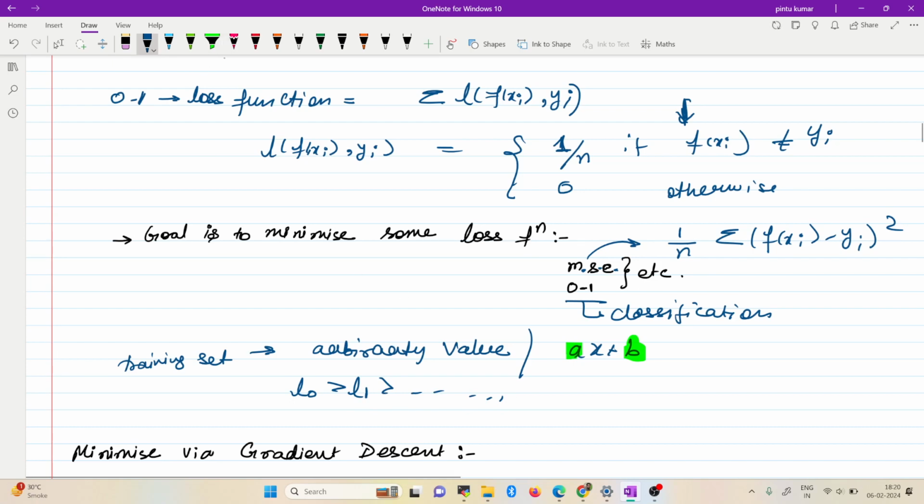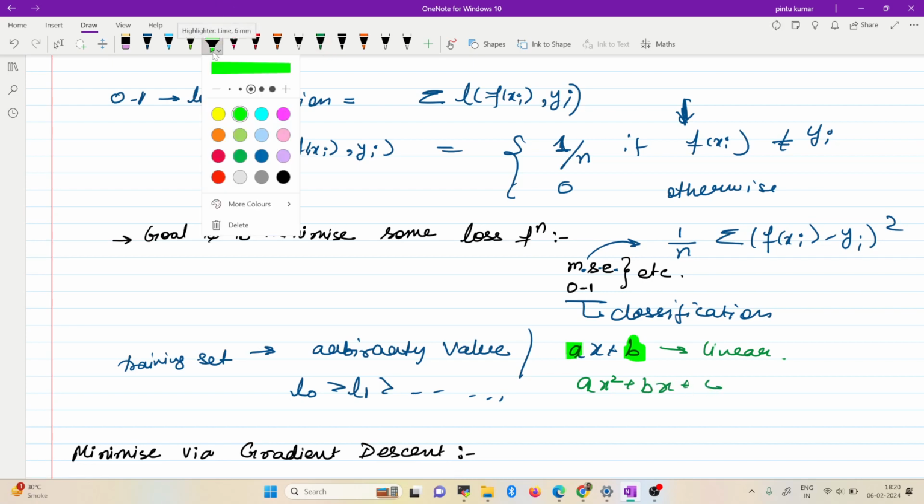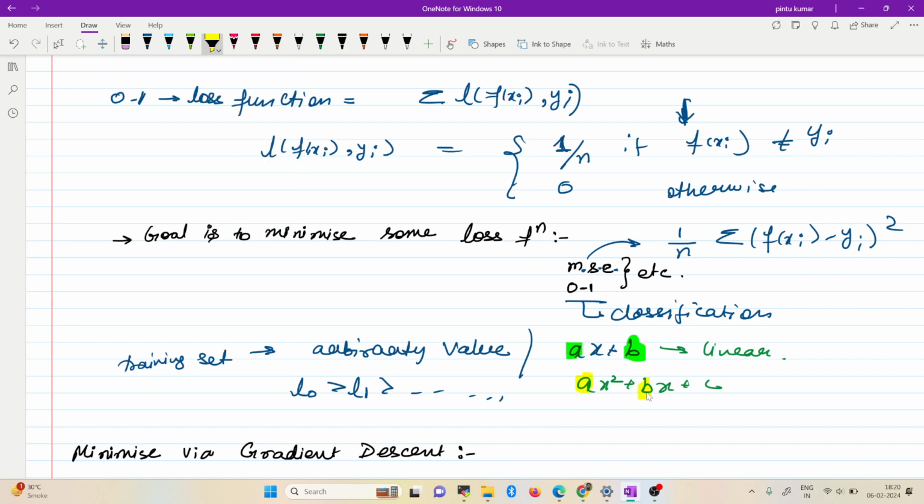Okay, so this was an example of a linear classifier. In the same way, you can also define some non-linear classifier like ax² + bx + c. Here you have to learn three quantities, a, b, and c. This is a quadratic classifier. So whatever I discussed till now was some basic stuff from your previous machine learning course.